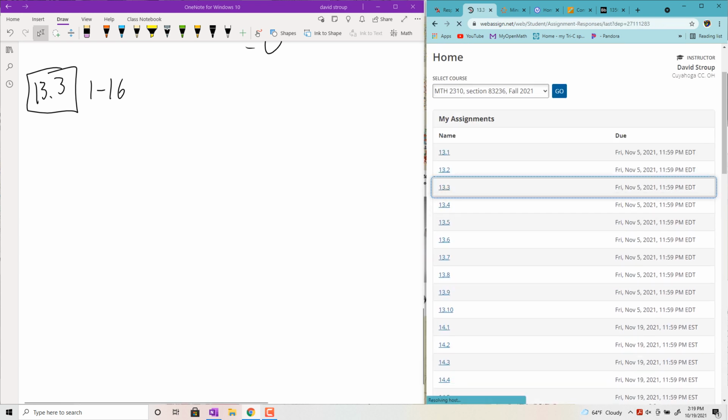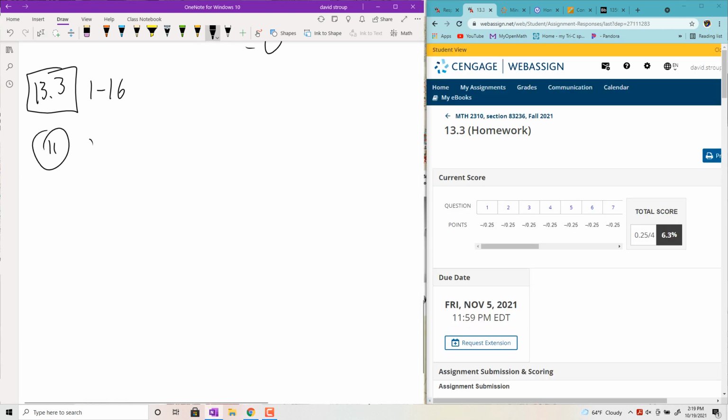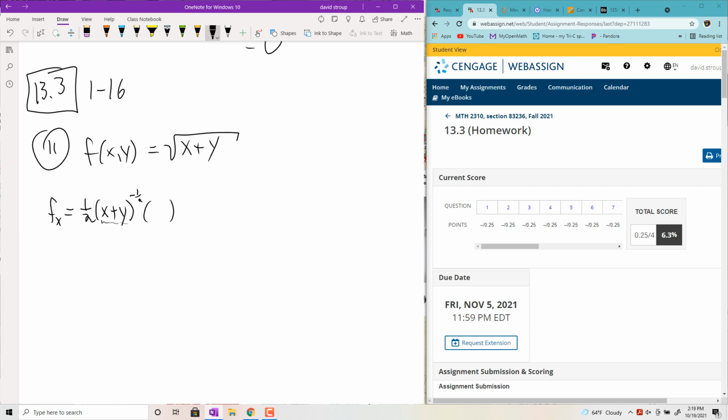Okay, so let's look at number 11. I kind of have them already written out. So they give you this function, the square root of x plus y. We want to find the two partials, f with respect to x and f with respect to y. So with respect to x, first you get a power rule, 1/2 times x plus y to the 1/2 minus 1, which is negative 1/2, times the derivative of this stuff with respect to x, so that would just be 1. In other words, we get 1 all over 2 square root of x plus y.